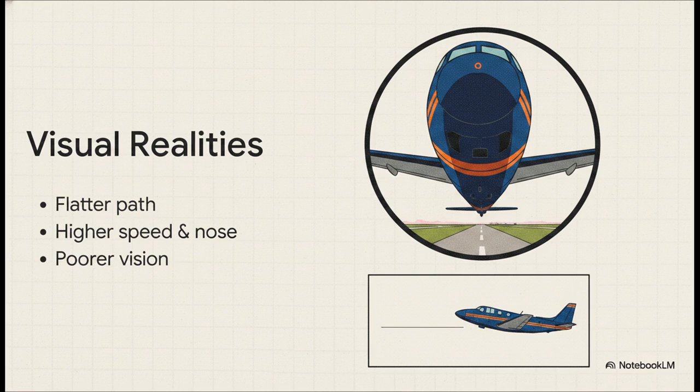So what does all of that actually mean for you in the pilot's seat? It means poorer forward vision. The nose of the plane is literally blocking your view of the runway way more than usual. It feels incredibly alien, honestly. It's kind of like you're trying to land while looking through a tiny letterbox.